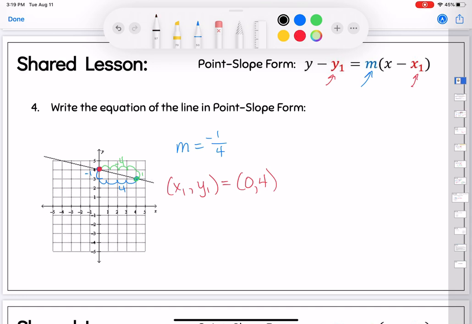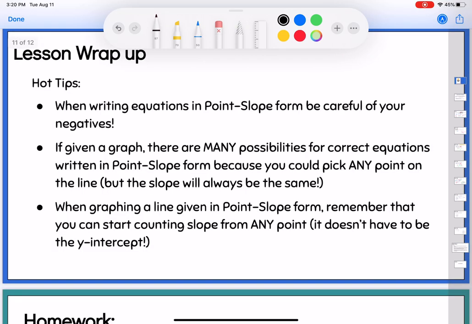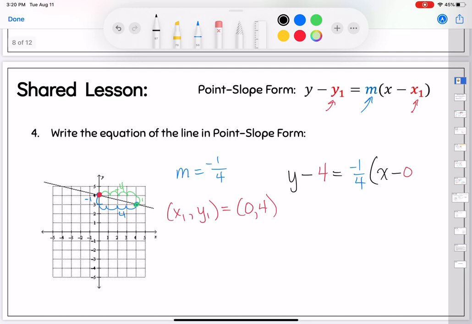In that case, your equation would be y minus y1, which is 4, equals -1/4 parentheses x minus 0. Oh, sorry. There we go. So this is the correct way to write that equation in point-slope form if the point that you picked was, in fact, the y-intercept.